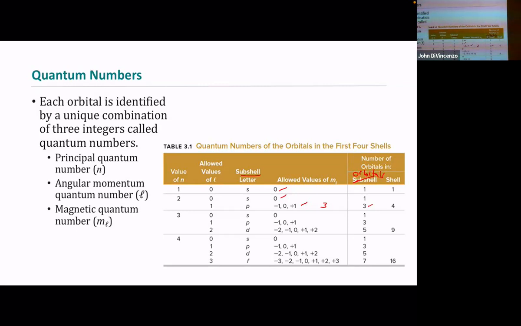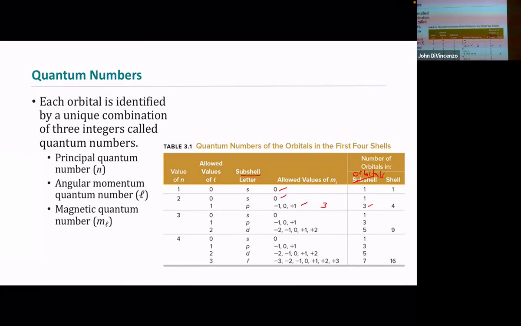So the second energy level has 4 orbitals, 3p and 1s. Keep going, and you follow the same rules. 0, 1, 2, s, p, d, and there you go. Now you have 5 possibilities, 5 orbitals. You have 9 orbitals within that shell.